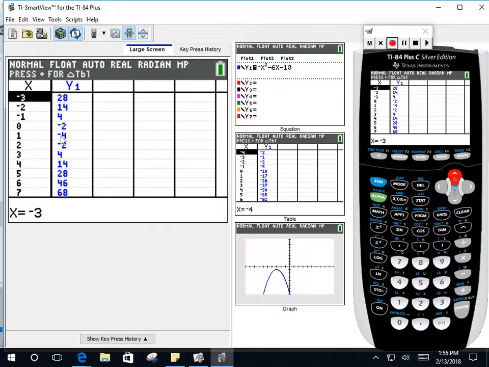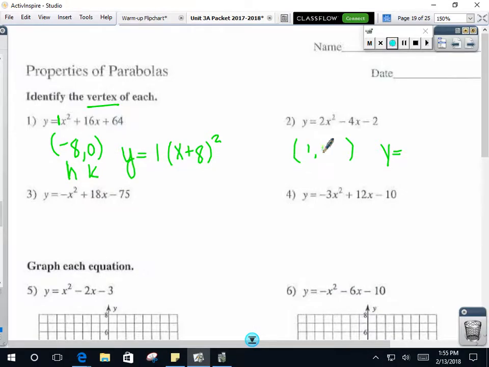Look around that. -2, -2, 4, 4, 14, 14. See all the repeaters around it? That's the symmetric points on the parabola. So your vertex is 1, -4. So in vertex form, what goes in the a place? 2, because that's the a value. And then x minus 1 squared minus 4.